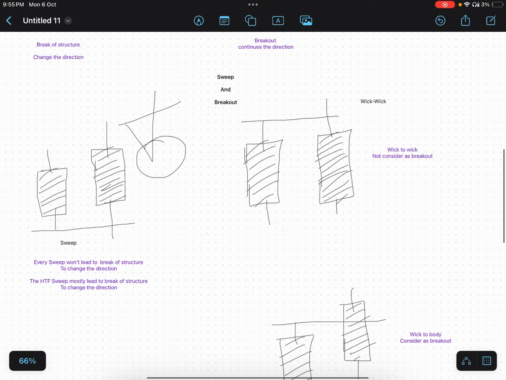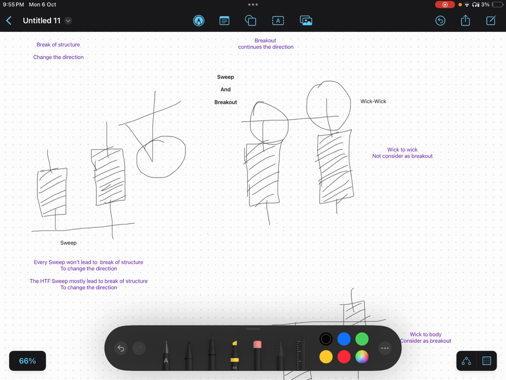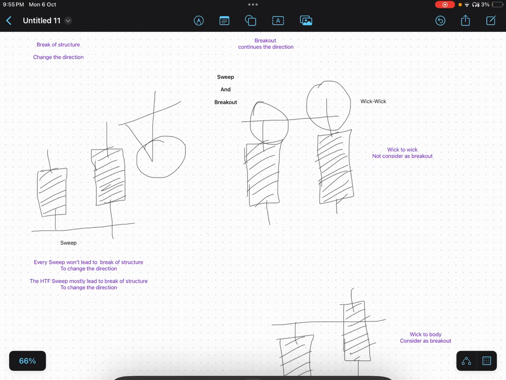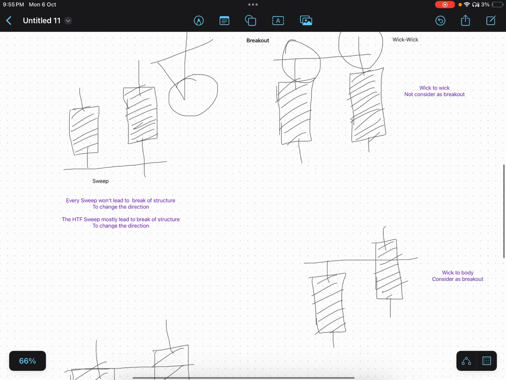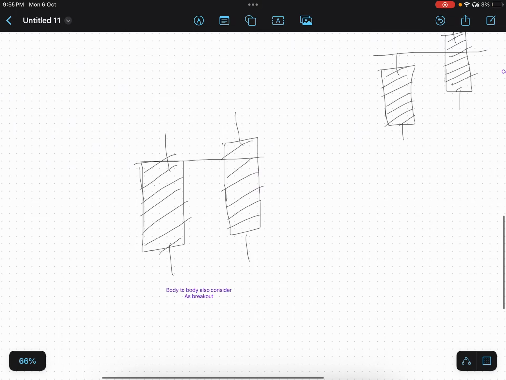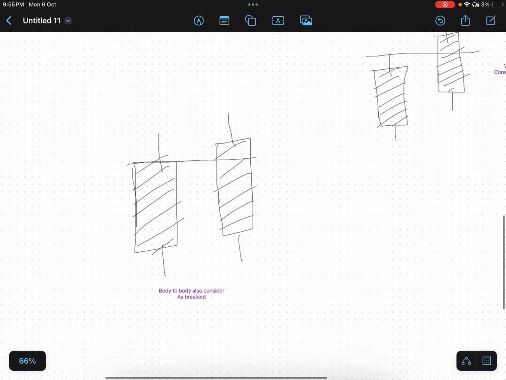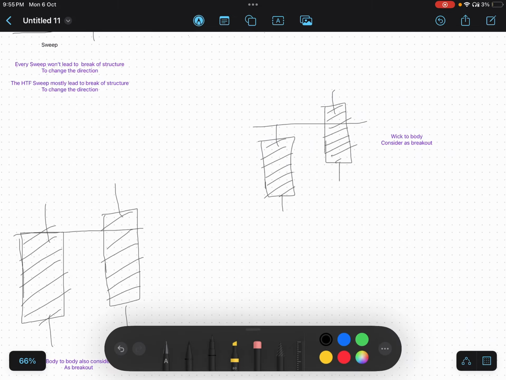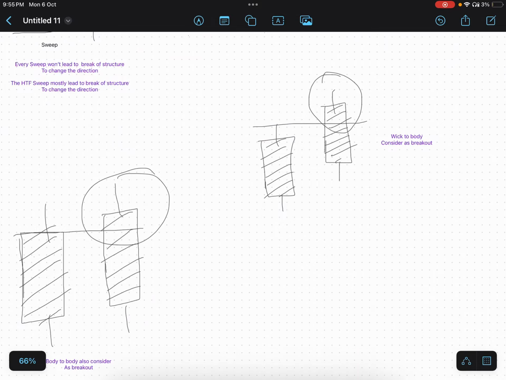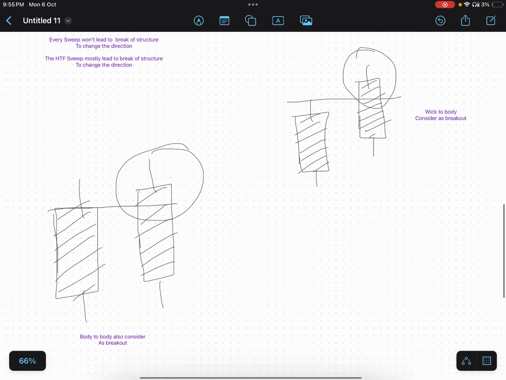So what is a breakout? If we have a wick to wick, we don't call this a breakout. Okay, so this is not a valid breakout. This is a fake out. So what is a real breakout? When the candle body is taken by a body, we call it a breakout. And when the candle wick is taken by a body, we call it a real breakout. So body to body is also a breakout, and candle wick to body is also a breakout. Understand? So this is what a sweep is and what a breakout structure is.